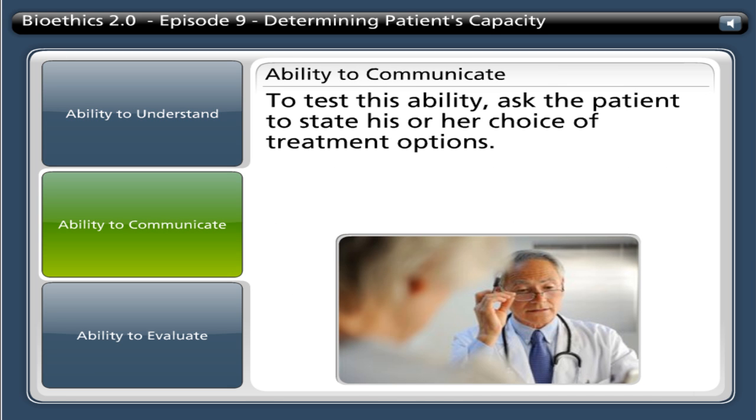The ability to communicate. Clinicians must also evaluate the ability of patients to communicate. To test this ability in patients who can speak, ask the patient to state his or her choice of treatment options. The ability to communicate extends beyond verbal communication. If a patient cannot speak but can write or use other valid methods to answer questions, then clinicians have the duty to help the patient to use whatever assistance is available so that the patient can communicate. This is what it means to help your patients be at their best.